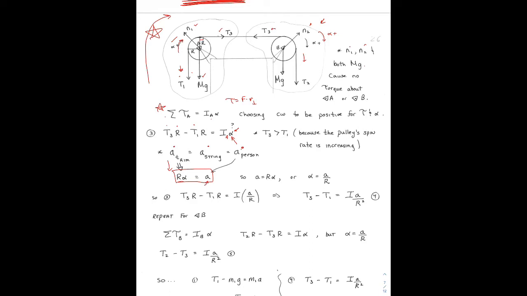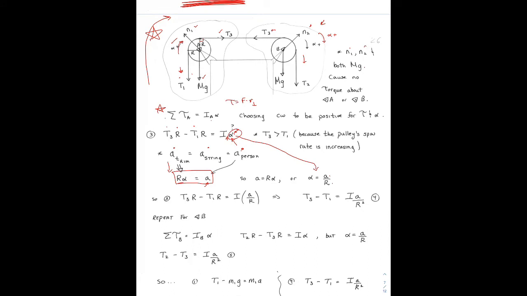So right here we're having alpha, okay, I can put in A over R. So that's what I did right there. Where the alpha is, I put in A over R, and then I divide it by R. I didn't cancel, I divide it by R. That's why I have R squared.